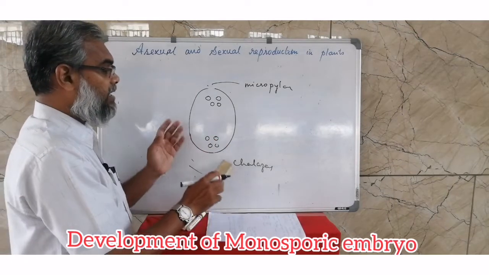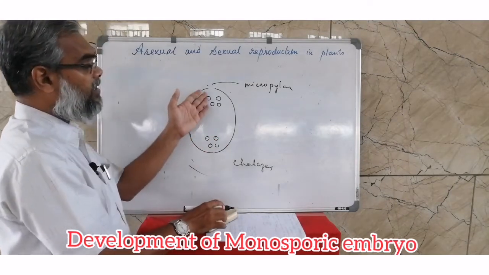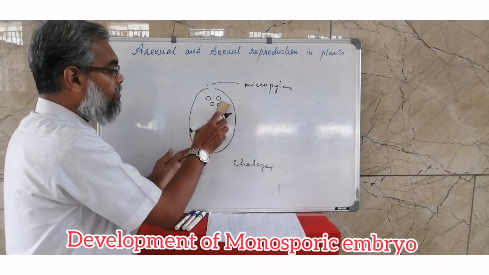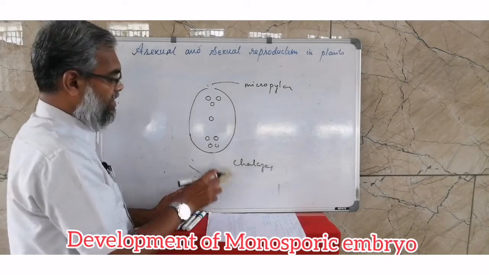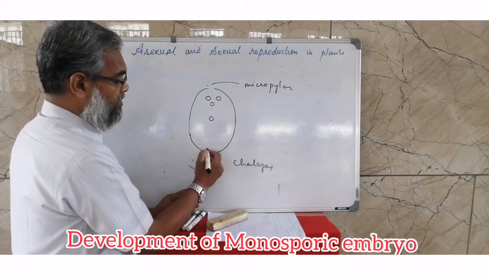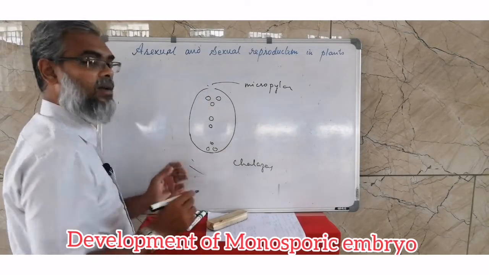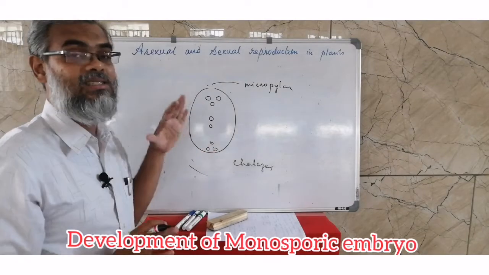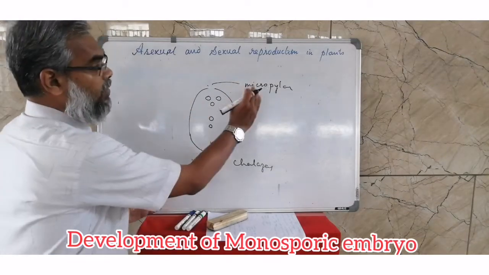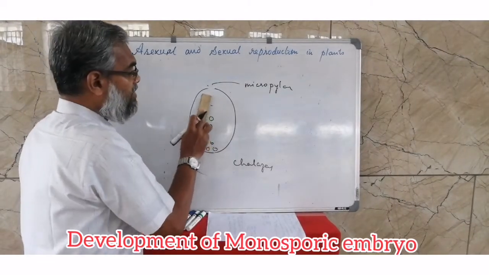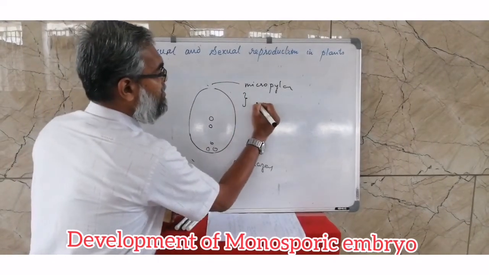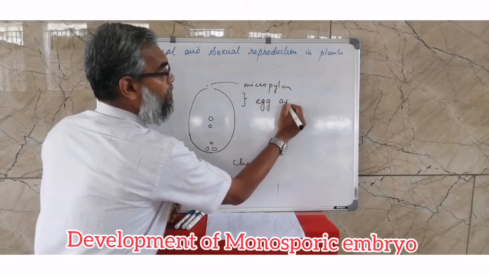Among these, 3 will be here and 1 will move. 1 will be left over in the center itself. Now we'll see how this is organized here. Towards the micropylar end, these cells are there. These 3 cells are called the egg apparatus.